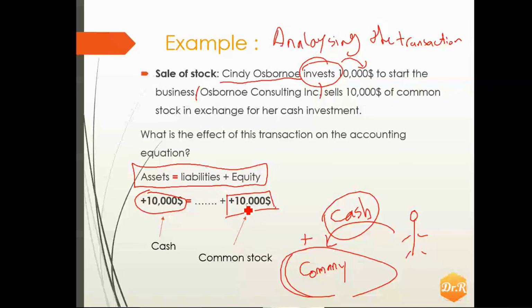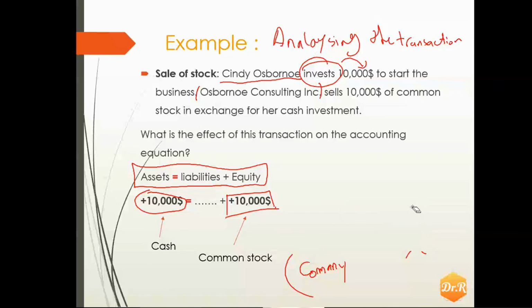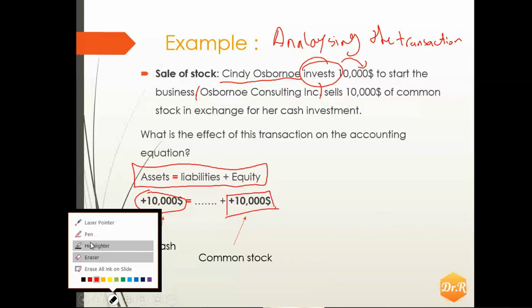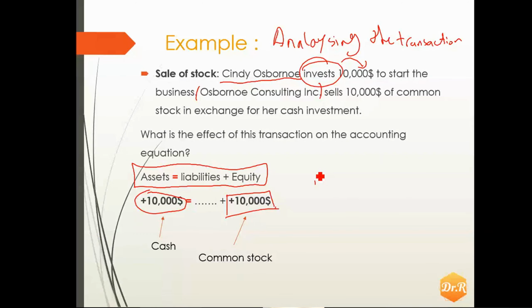You notice we added a similar amount on both sides. If you remember, in the accounting equation, after each transaction, both sides should be equal to each other. To make sure this is happening, let me explain here. The accounting equation is assets equals owner's equity plus liabilities.